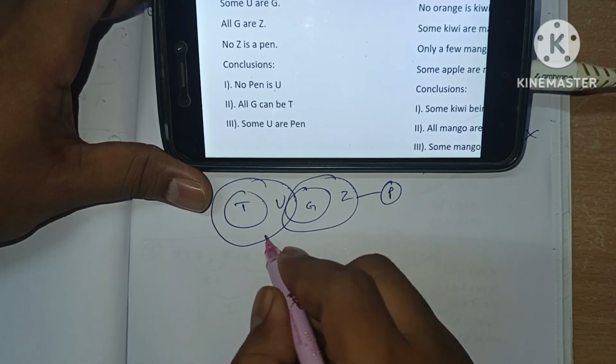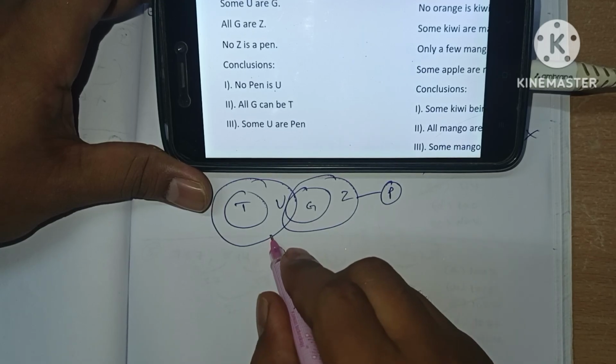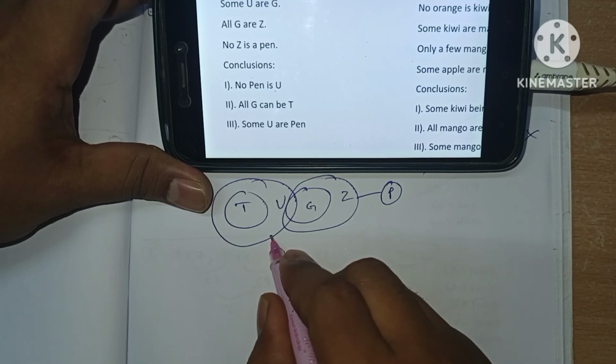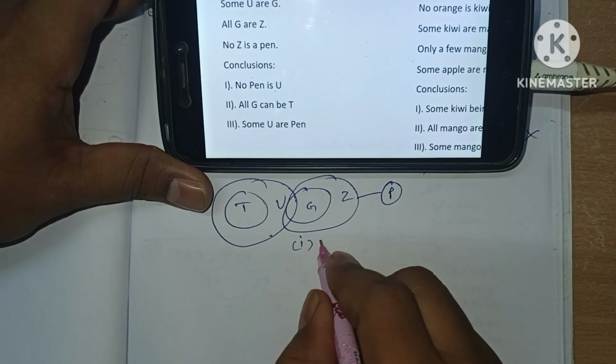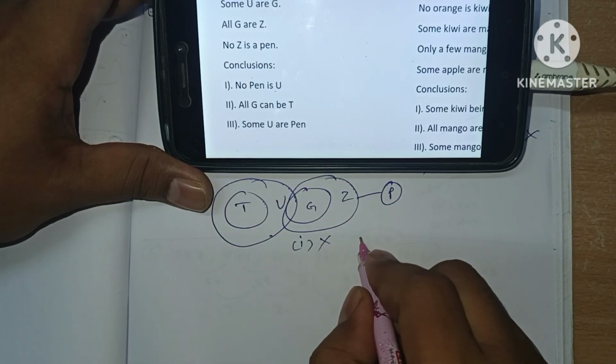Some pen can be U. We can draw a possible diagram. So some is possible means no is fails. No case fails.